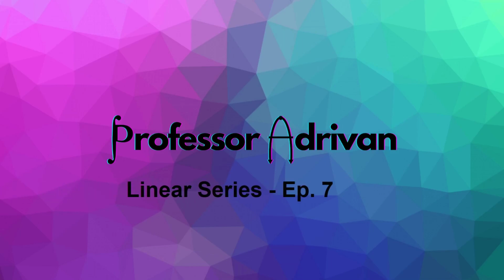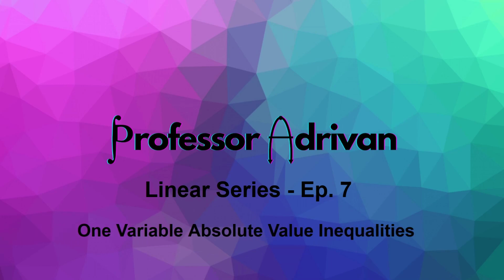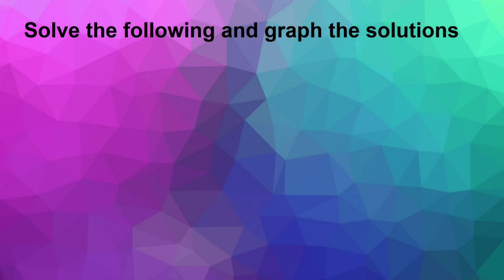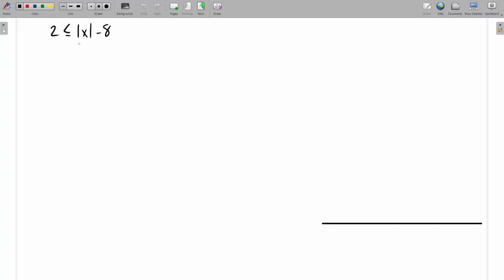This is episode 7 of the linear series where we're going to take a look at solving one variable absolute value inequalities. We're going to look at 3 examples in this video. The 3 examples are on your screen now. So if these problems look like what you're currently working on, then this is the video for you. So we're going to go ahead and jump into it with our first example.